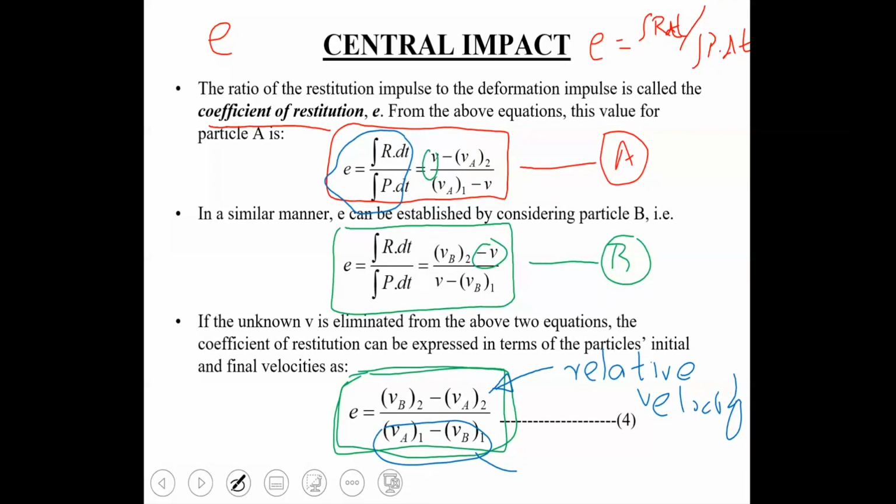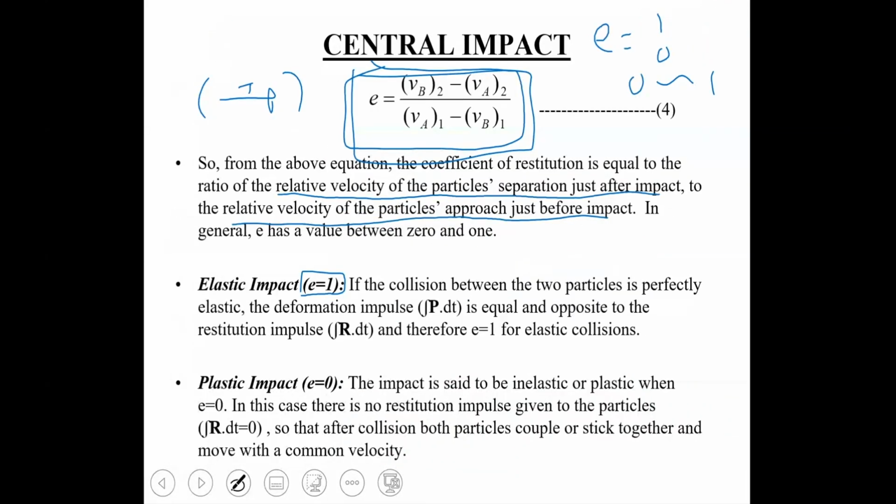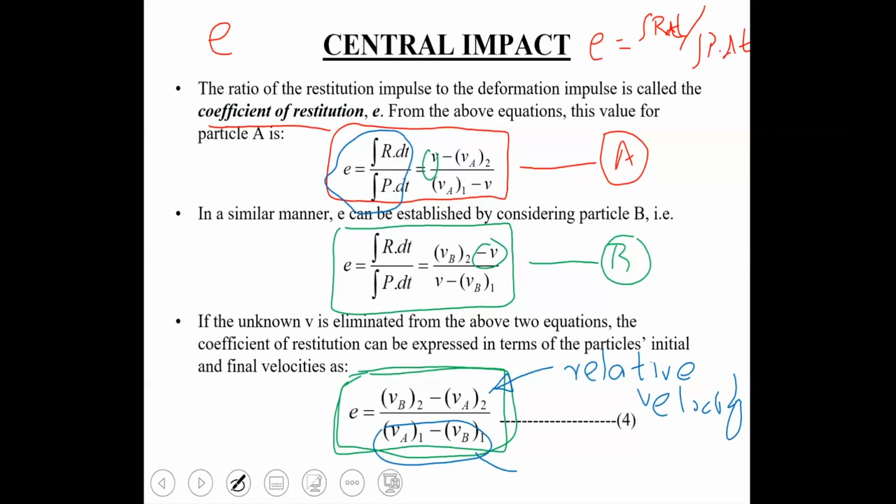Yes sir. Okay, the second type of collision is plastic collision in which the value of E is equal to 0. What does the value of E equal to 0 represent from this formula E equal to integral R dt over P dt? कब ये 0 हो सकता है? अगर न्यूमरेटर 0 या डिनोमिनेटर 0? Numerator 0. क्योंकि अगर डिनोमिनेटर 0 हो गया फिर क्या होगा? फिर तो E की वैल्यू किसके बराबर आ जाएगी? Infinity हो जाएगी, जो कि पॉसिबल नहीं है.